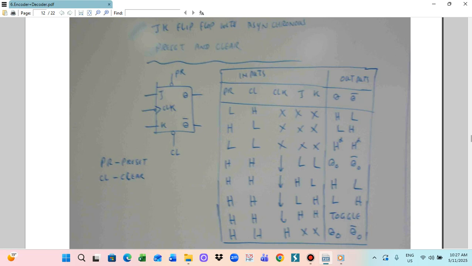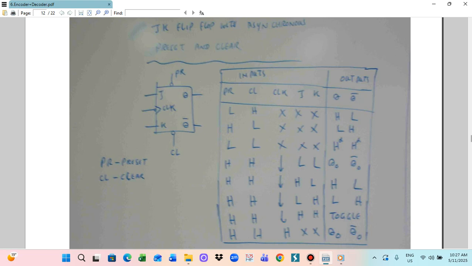So on this flip-flop diagram, we put two additional terminals. One is PR, the preset terminal, and the other is the clear terminal, CL. These also need to be provided for the flip-flop. For a flip-flop with asynchronous preset and clear, we use it like a JK flip-flop. So this is the J terminal, this is the K terminal, and this is the clock terminal, and then the outputs are Q and Q bar. This way we use PR, the preset, and CL, the clear.